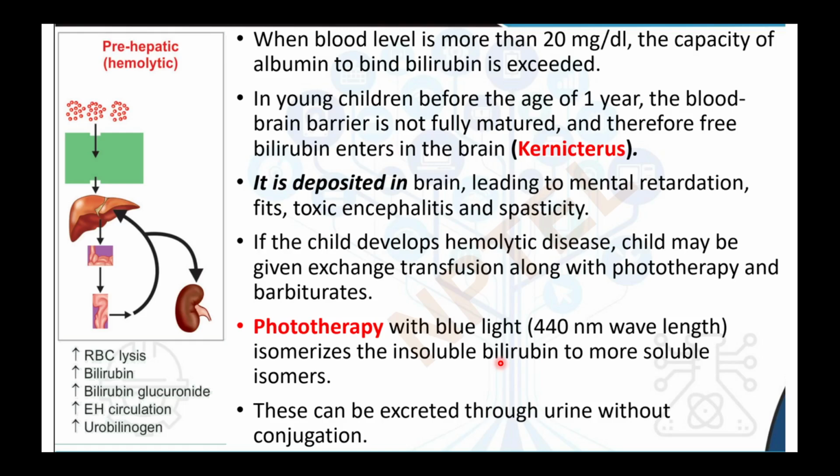Now, if the conjugation is not possible due to the high concentration of bilirubin, in that case we need to use other methods to make bilirubin solubilized. So phototherapy is one such method, where the child is exposed to blue light at 440 nanometer wavelength, which isomerizes the insoluble bilirubin to more soluble isomers. Okay, I hope that's clear.